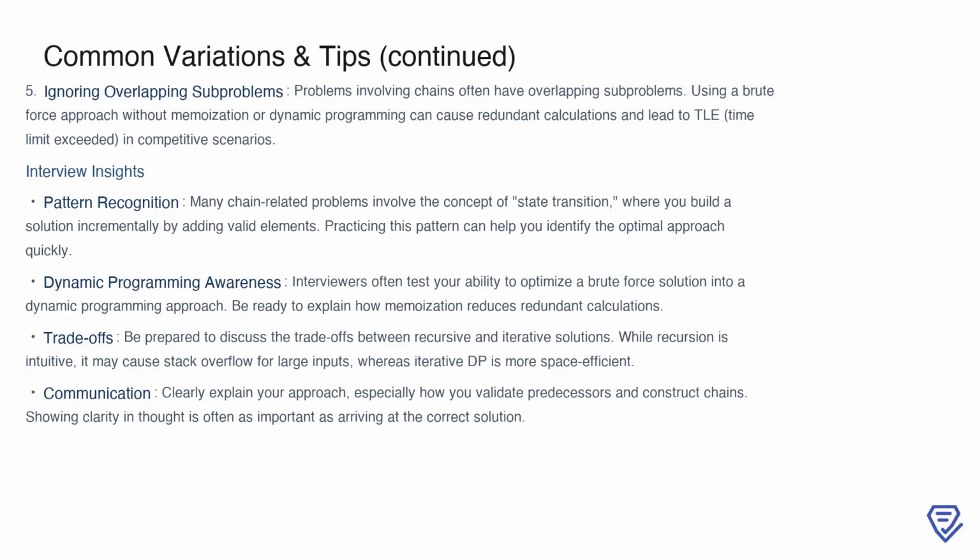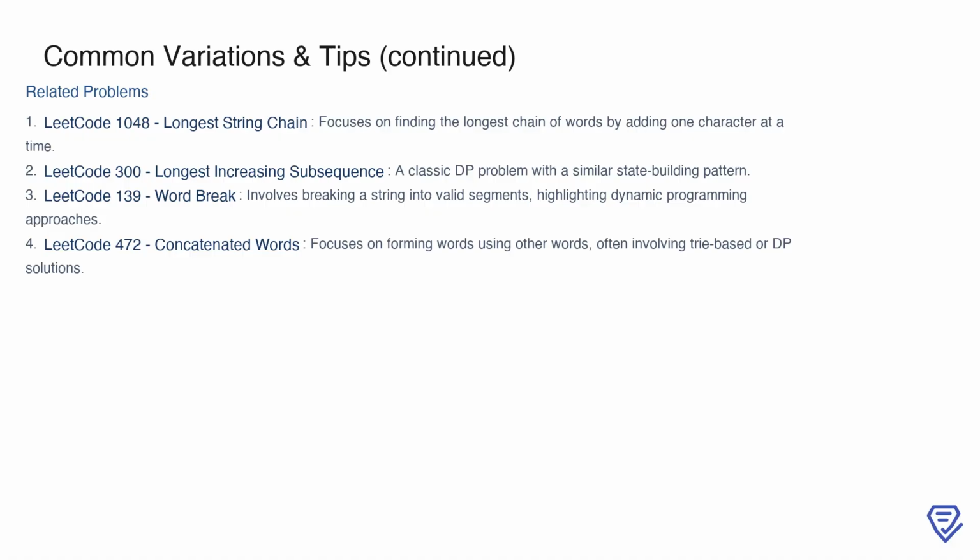They might also ask about the trade-offs between recursion and iteration. While recursion is intuitive, it's prone to stack overflow on large inputs, whereas iterative DP is more space efficient. And remember, clear communication is key. When explaining your solution, walk through how you validate predecessors and build chains step by step to demonstrate a solid understanding.